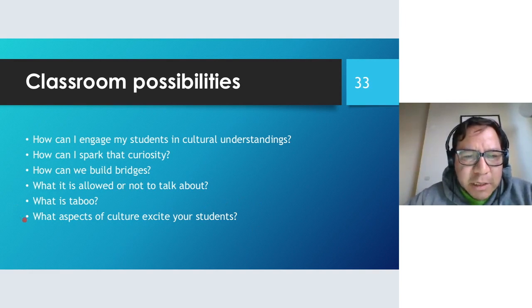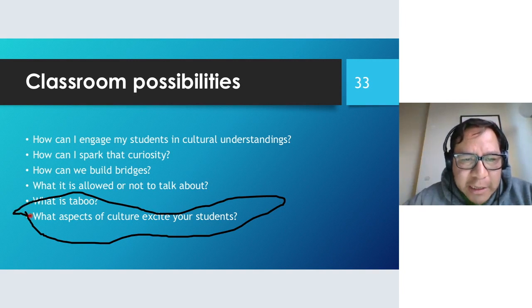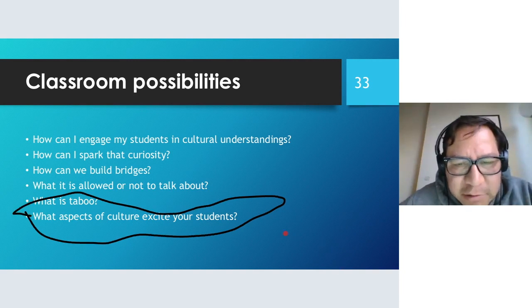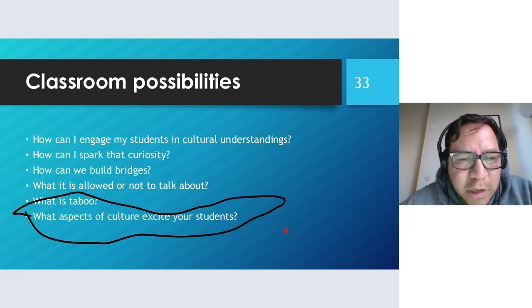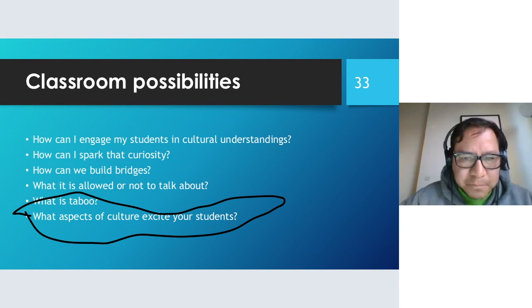And what aspects of culture excite your students? That's great that I can highlight this. I like it. What aspects of culture excite your students? Sometimes we think that students are not excited about things, but I invite you to go to your classrooms and talk to your students. What are the things that you want to talk about related to culture, to Canadian culture, or to other cultures, or maybe their own cultures?